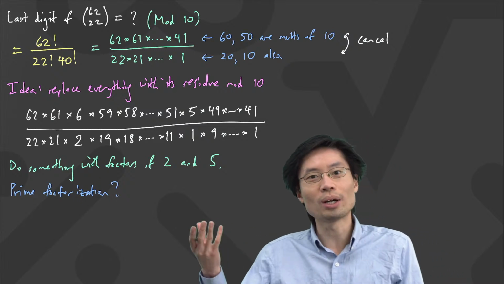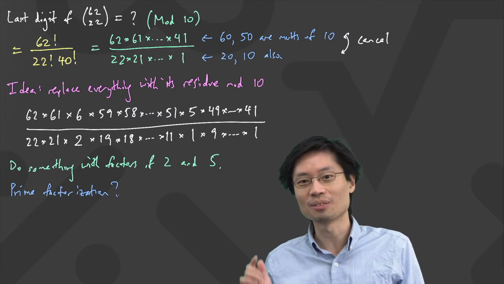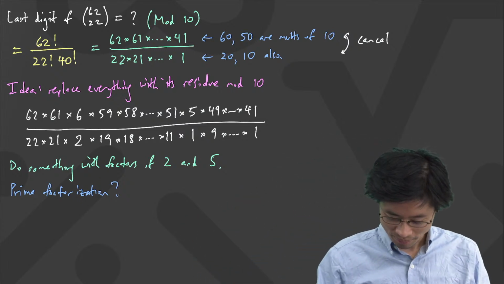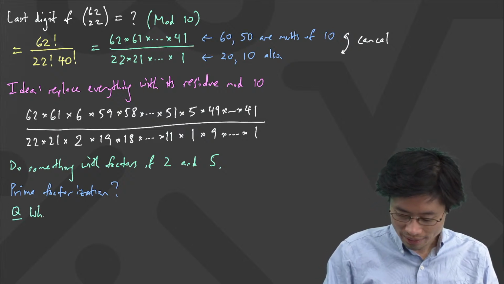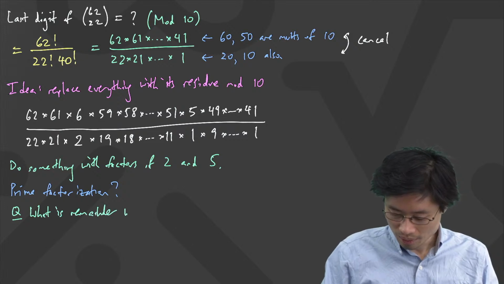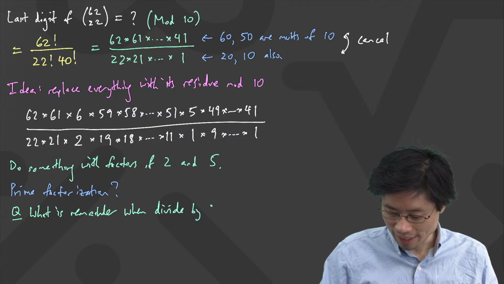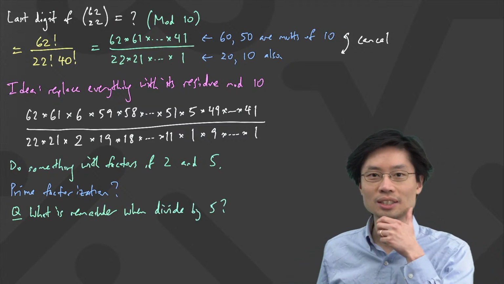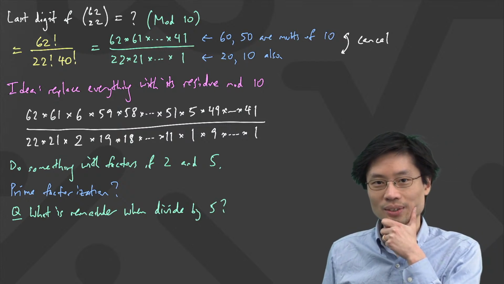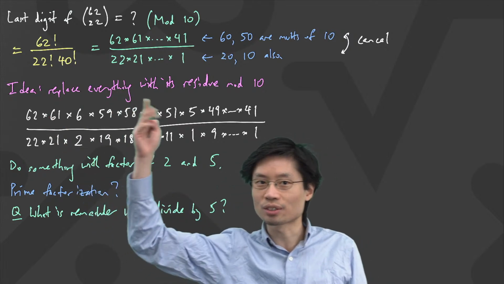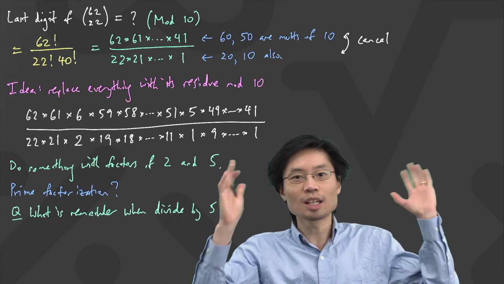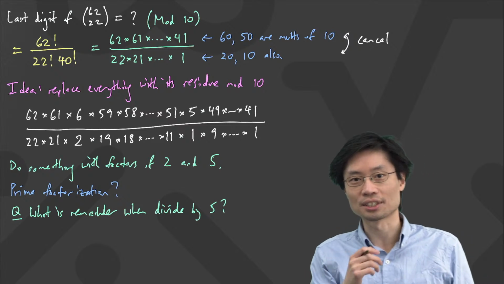First of all, let's think about what is the remainder when I divide by 5. Let's start with that. That's a nice simple thing. So here let's go to another question. What is the remainder when you divide by 5? Now, how might we try to do that? If I want to know, I have all of this stuff. I've got 62 factorial over 22 factorial, 40 factorial. I want to know something about what happens when I divide by 5. Venkatesh.